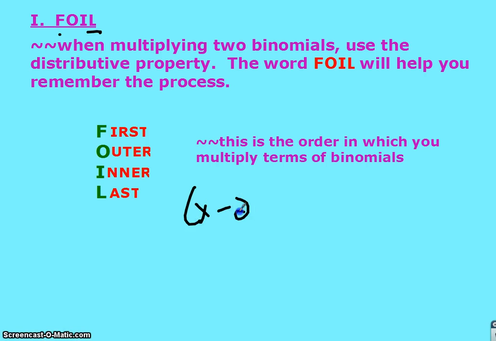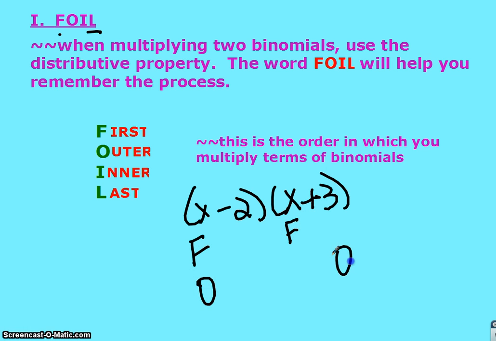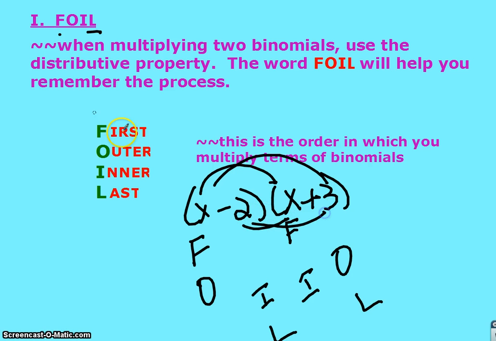If you have x minus 2 and x plus 3, this is a first and this is a first. This is an outer, this is an outer. This is an inside, this is an inside, and then this is a last and this is a last. It's just as easy to think of it as distributing each thing.